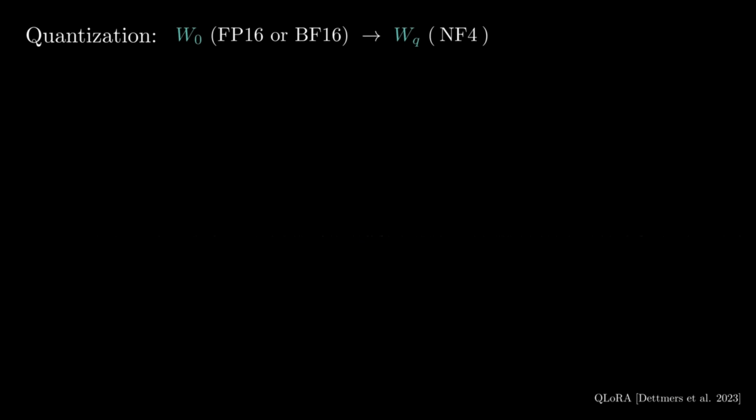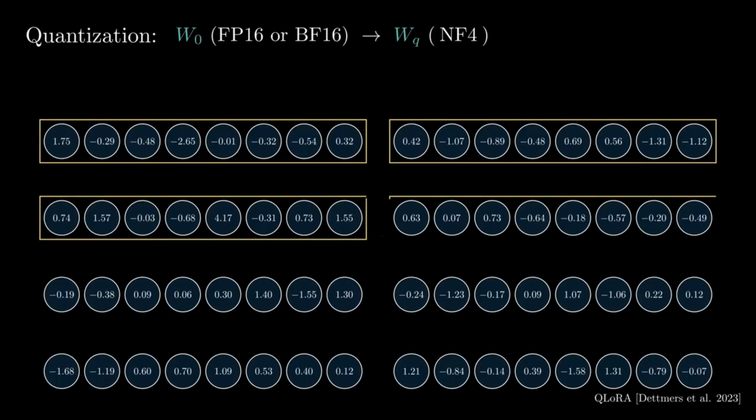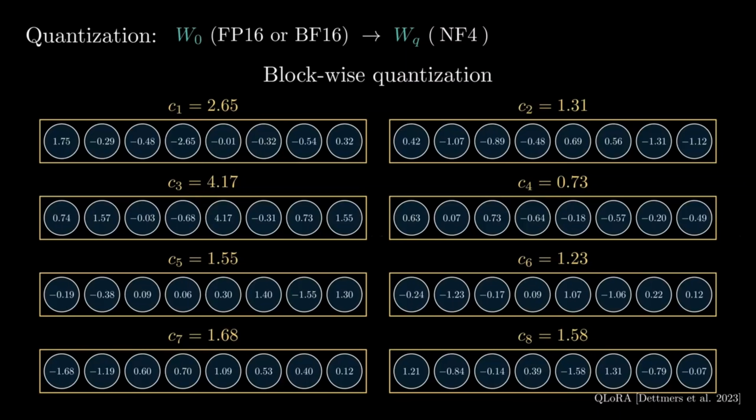But there is another problem. If we use one scale C for the entire model, a single outlier can dominate the scale. For example, suppose one outlier weight has a value of 4.17, so the scale C becomes 4.17. When normalizing the weights according to this scale, all the weights get squeezed into a tiny region near zero. To alleviate this, we split the weights into small blocks. Each block gets its own scale. A single outlier no longer ruins the scale of the entire matrix. This is called blockwise quantization.